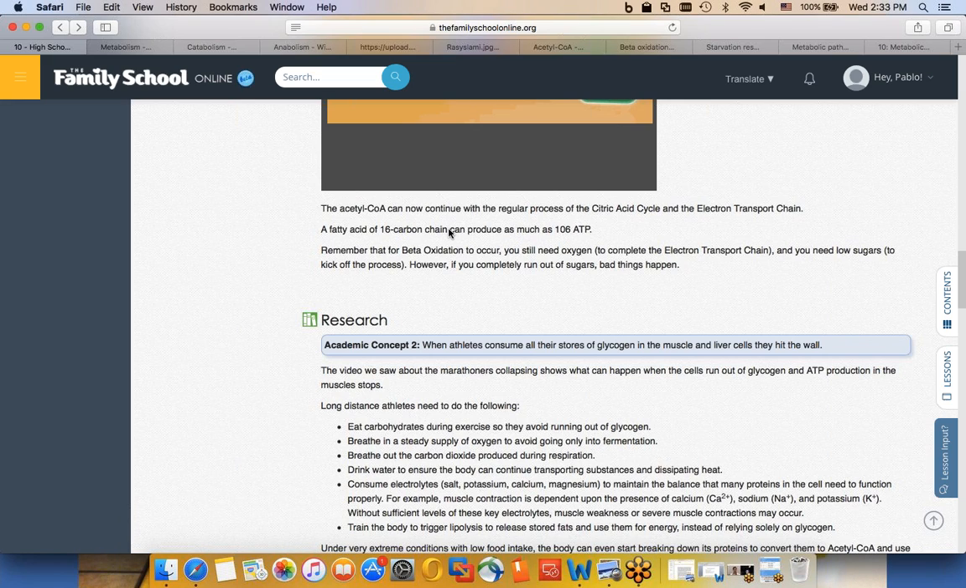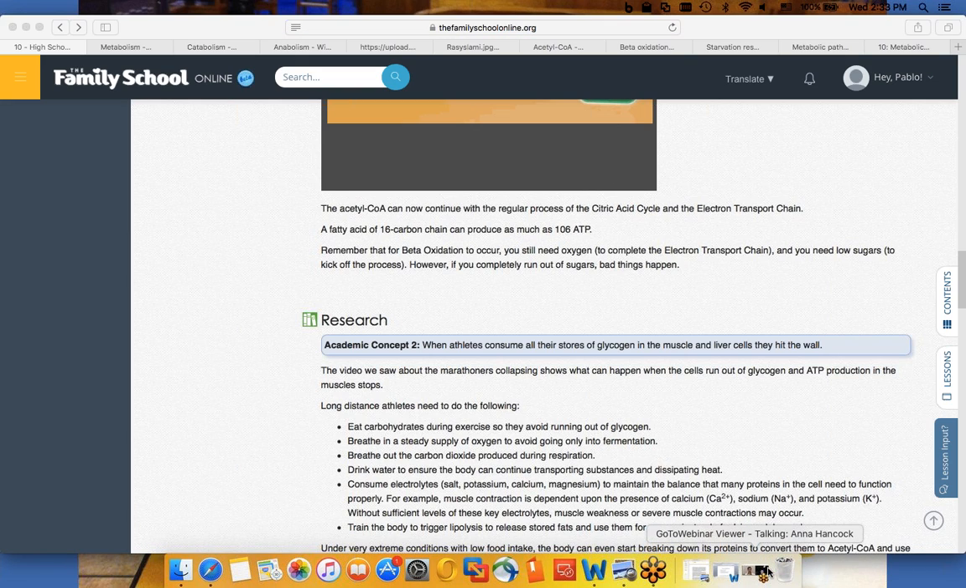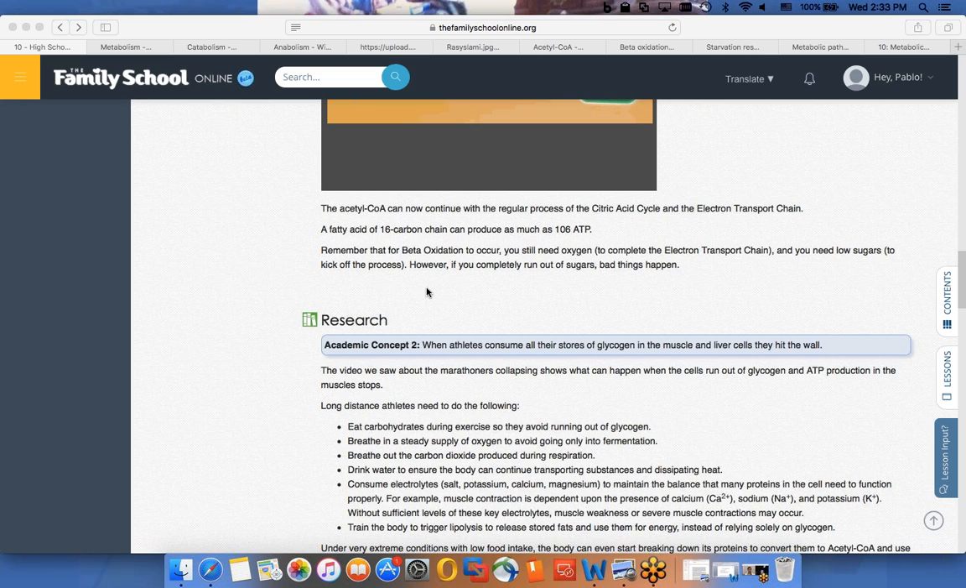Where, I guess, was the oxygen used in the whole process? Isn't it in the electron transport chain you need to use oxygen? That's right. So the final step in the electron transport chain, that is where you need the oxygen. And so if you don't have oxygen, you cannot do fatty acid metabolism, and you cannot do cellular respiration.